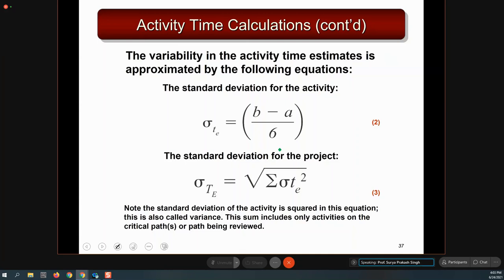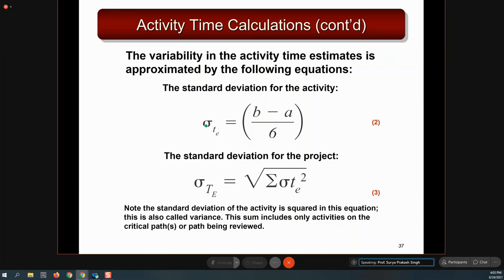So when we are certain that this will be completed in 5 days' time, there will be no deviation. In this way, it means there is no pessimistic, there is no optimistic, there is only one time. But in the real situation, this never happens. That is why every activity has a 3 time estimate, and therefore every activity has some kind of deviation.